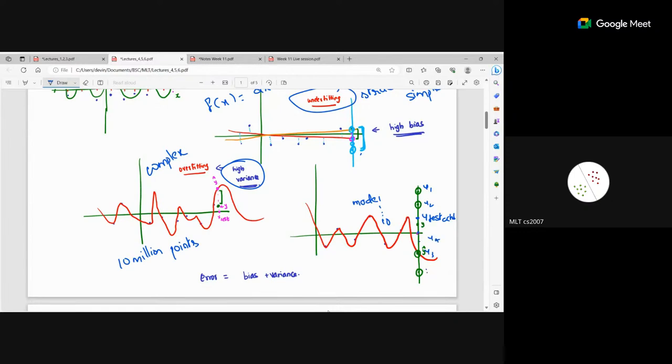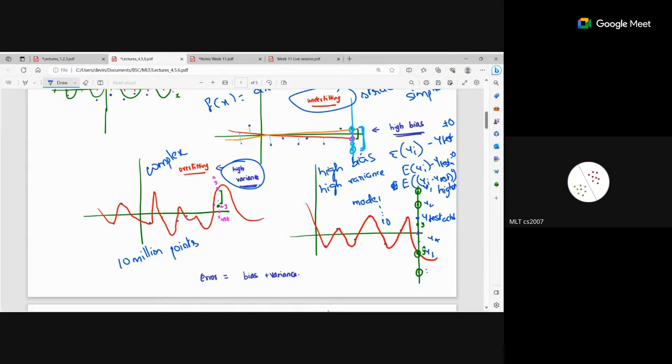When it has high bias, the expected value of yi minus y test is not going to be equal to zero. When you have high variance, the expected value of yi minus the actual y test will be equal to zero. But the expected value of yi minus y test, whole square, is going to be very high.